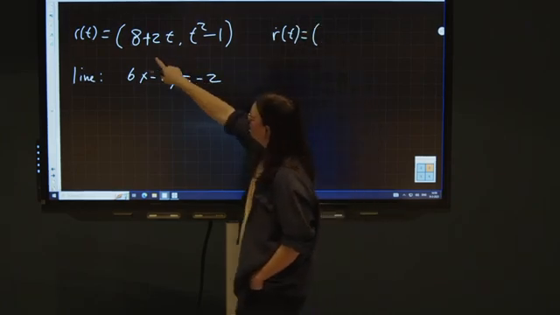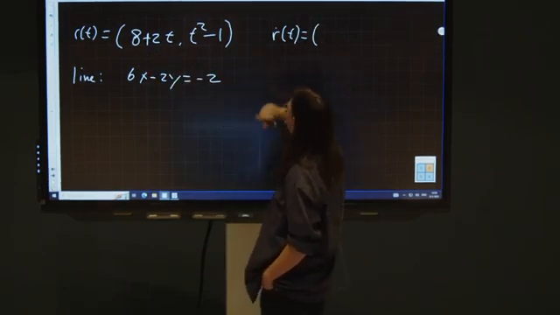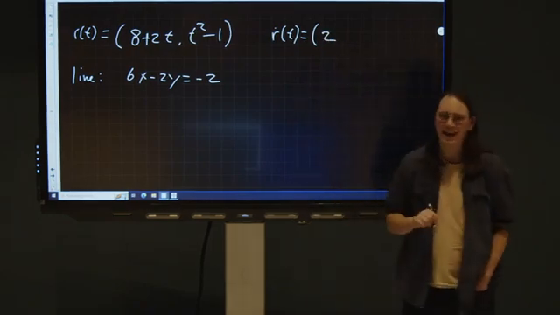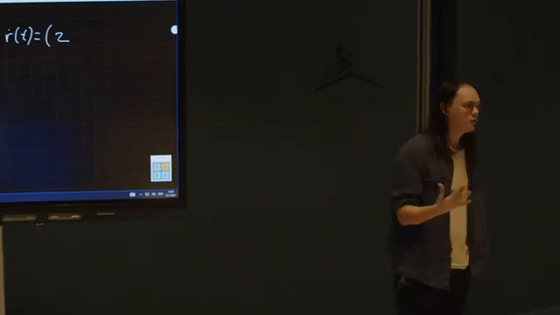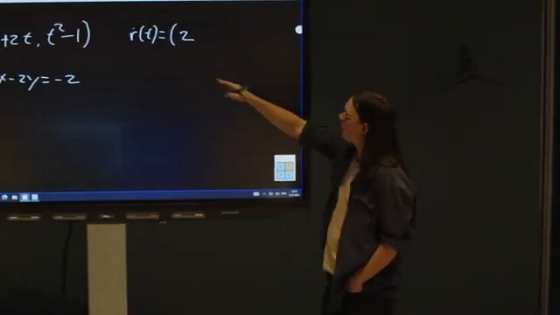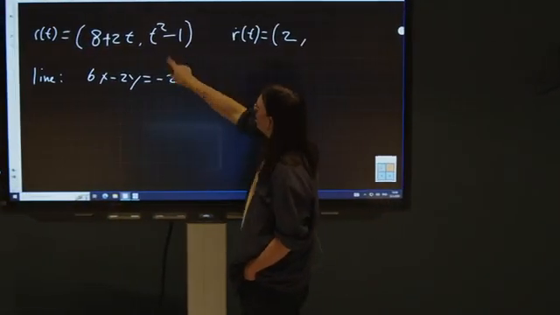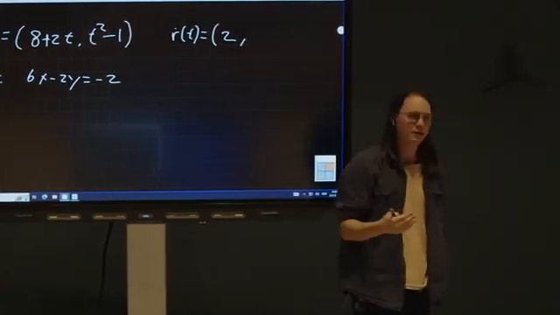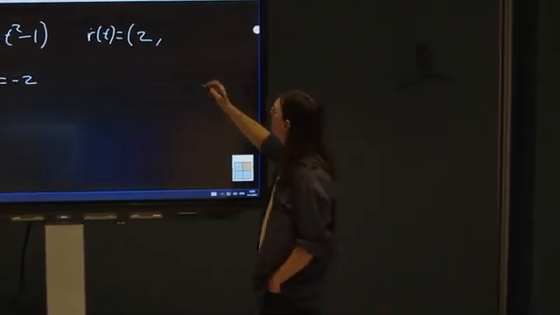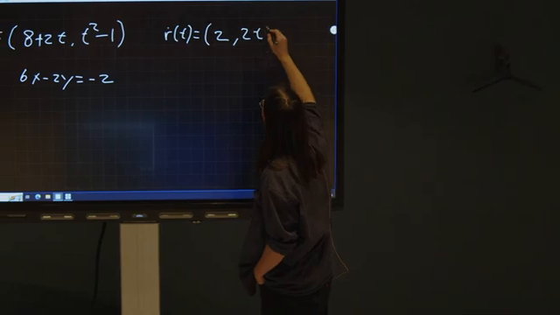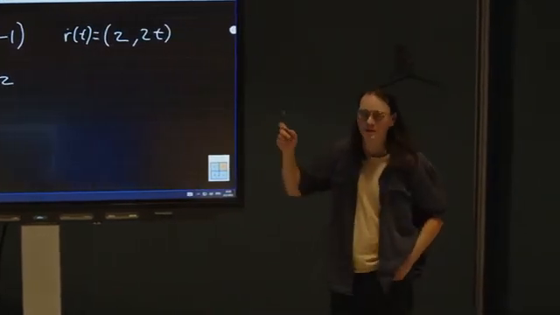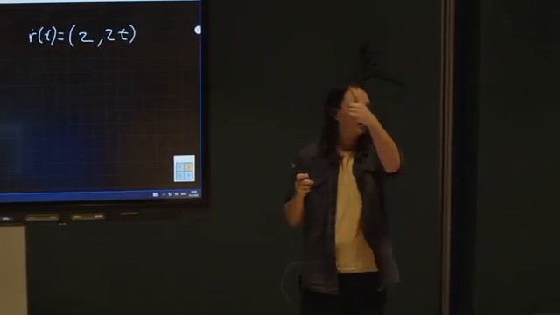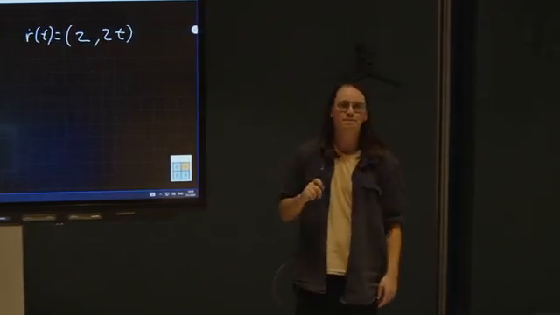So if you take the time derivative of this first one, you just get 2, right? The derivative of 8 plus 2t with respect to t is just 2. And if you take the time derivative of t squared minus 1 with respect to t, you get 2t. Which means at time t, this object is going in the direction of the vector with components 2 and 2t.